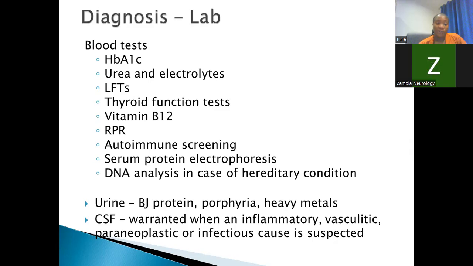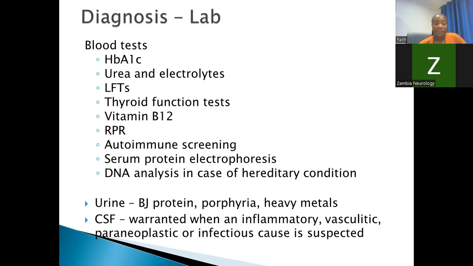Other investigations include thyroid function tests in the case of hypothyroidism, vitamin B12, and RPR in terms of syphilis. You can also do an autoimmune screening, because certain autoimmune conditions and certain vasculitides can also present with peripheral neuropathies. In the case of suspected multiple myeloma, you want to do your serum protein electrophoresis. And then in cases of hereditary conditions, you might do a DNA analysis if you are able to.